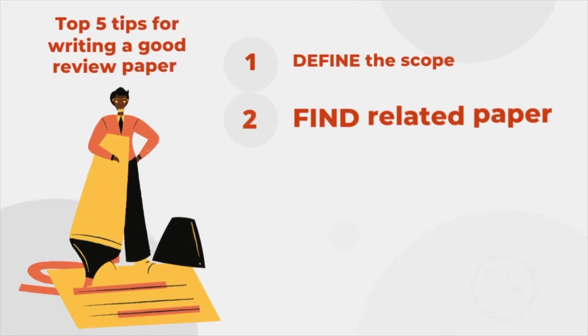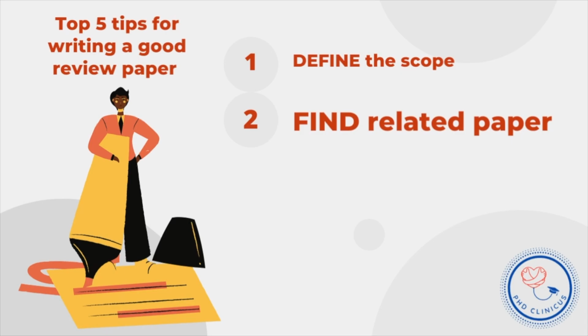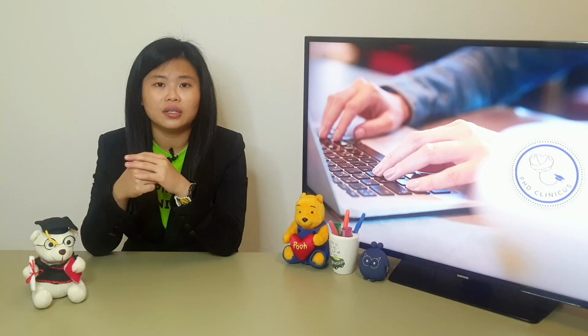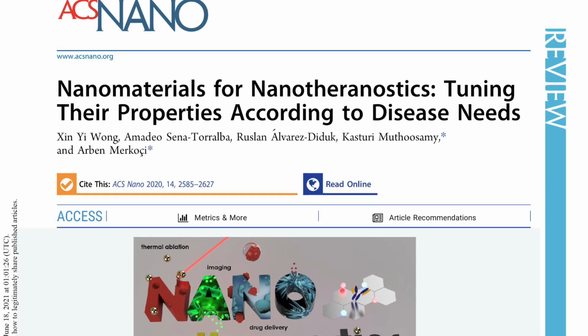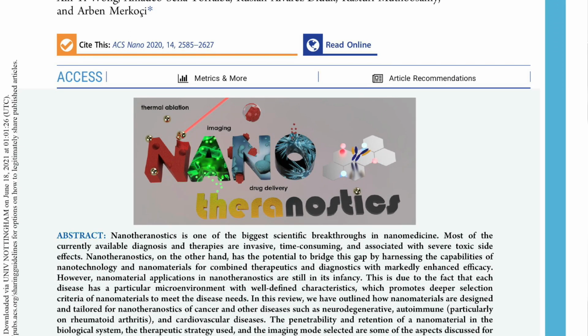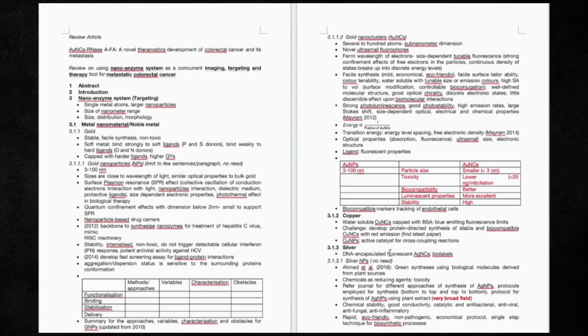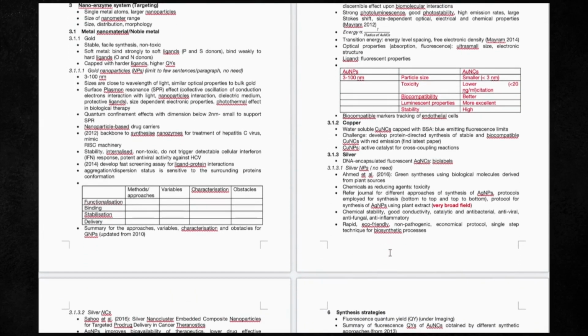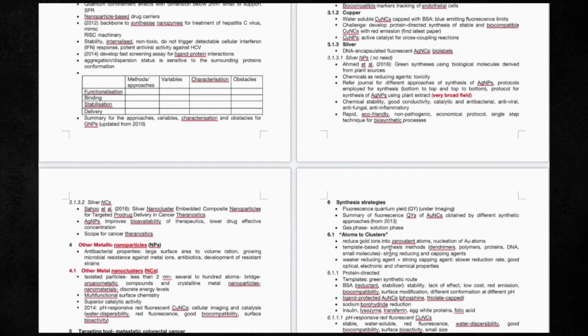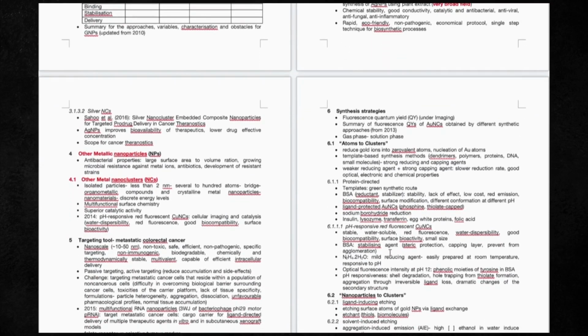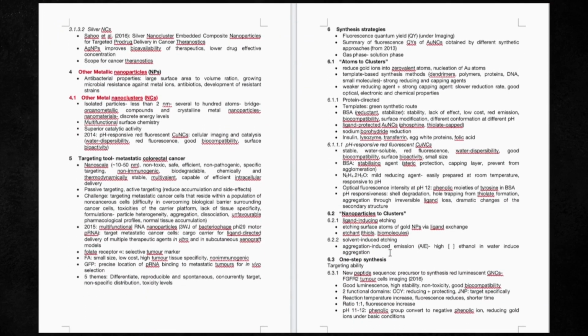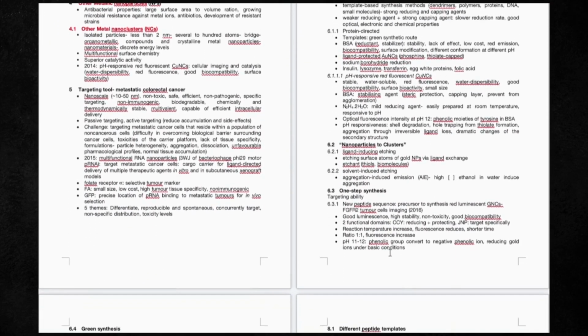Tip number 2. Find related papers. How to know which research articles or review papers are useful for you? You can read the abstract to have a rough idea. For me, what I did was I divided my review paper into a few sections and subsections. I focused on every subsection. I tried to find as many relevant papers as possible.